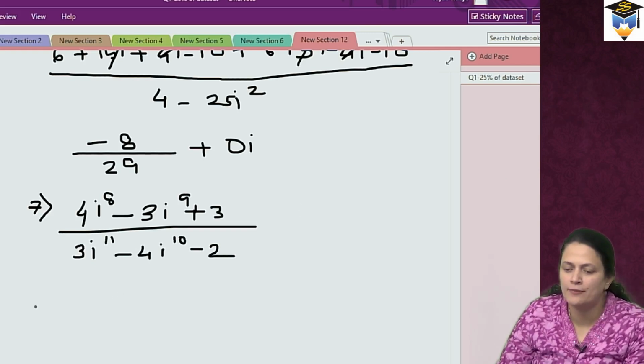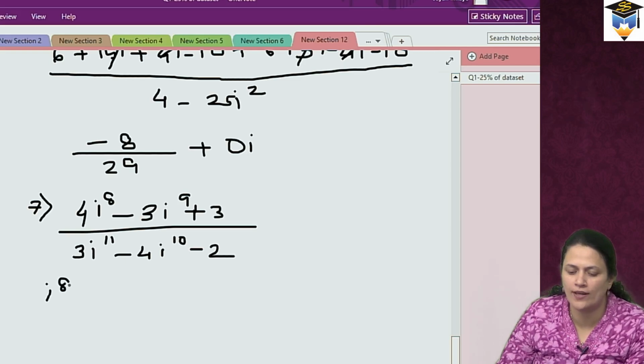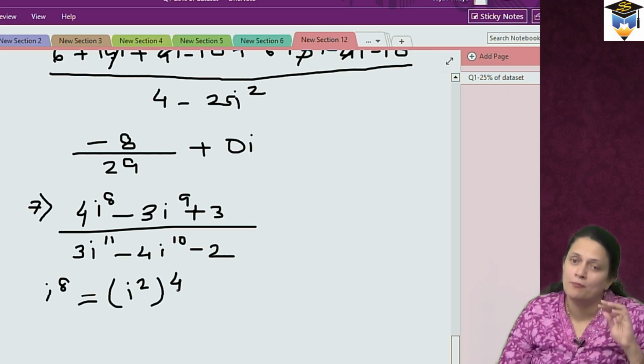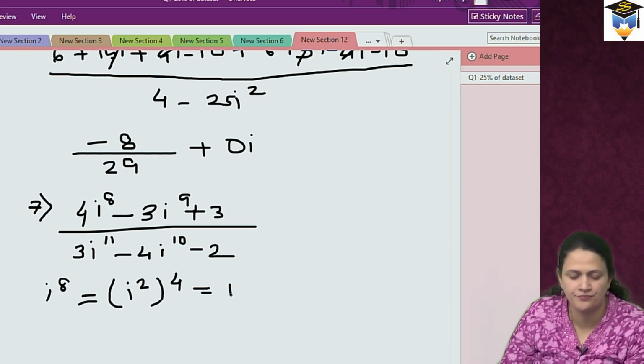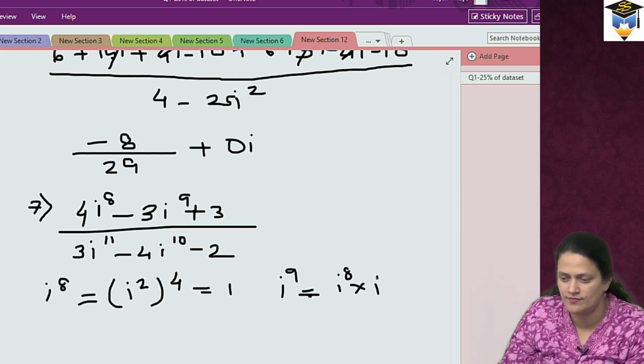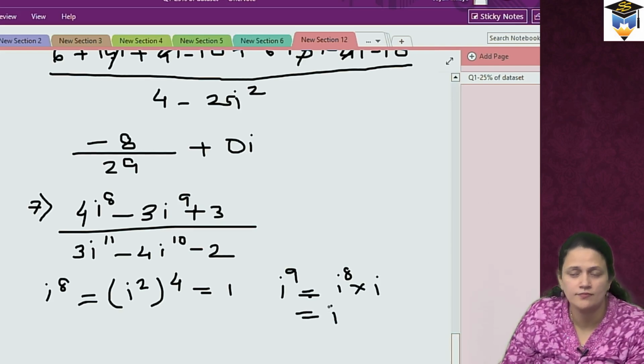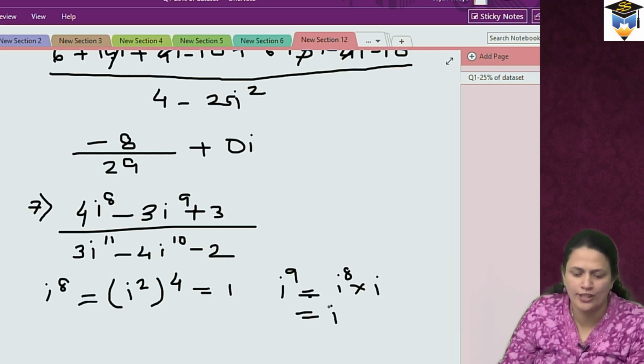So i raised to 8 can be written as i raised to 4 whole square, or i square raised to the power 4. So i square is minus 1. Minus 1 raised to an even power will give you the answer as plus 1. Then i raised to 9 can be written as i raised to 8 into i. So that is going to be i. Minus 1 raised to an even power is 1. 1 into 1 is i.